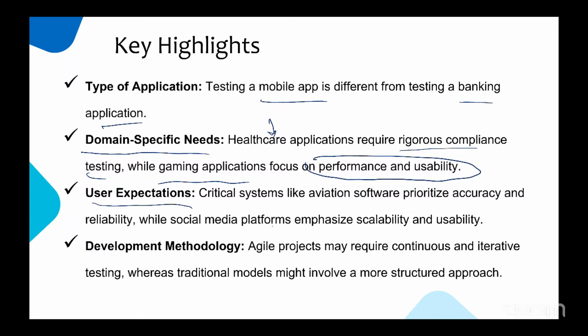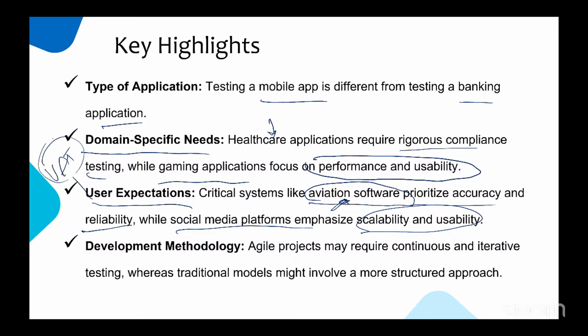And user expectations. See, critical systems like aviation software, nothing but flights, prioritize accuracy and reliability. The way you test travel, while social media platforms emphasize scalability and usability. So this is again another comparison based on user expectation. User expectation means there comes UAT, user acceptance testing. So you have to write the test cases by thinking of yourself as an end user. Okay, what if a user does it like this? All the scenarios, so in that also you should think.